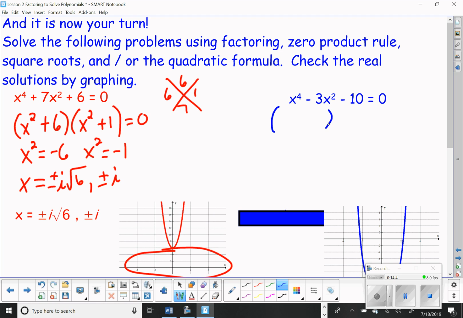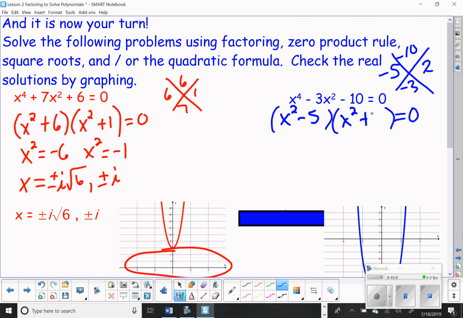Let's see if we can factor this. Okay, I'm looking for factors of -10 that add up to -3. How about -5 and 2? And I don't have to do the whole star because a is 1. So I know it's just going to be x squared minus 5 and x squared plus 2. So x squared will be equal to 5 and x squared will be equal to negative 2.